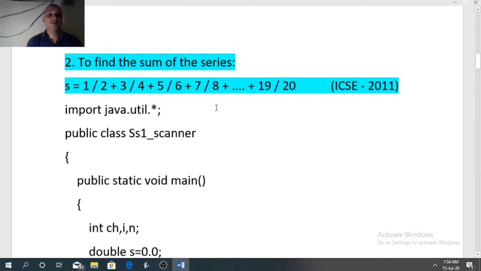Now what is the logic behind the terms? First we need to see the numerator of all the terms. 1, 3, 5, 7, dot dot dot up to 19.